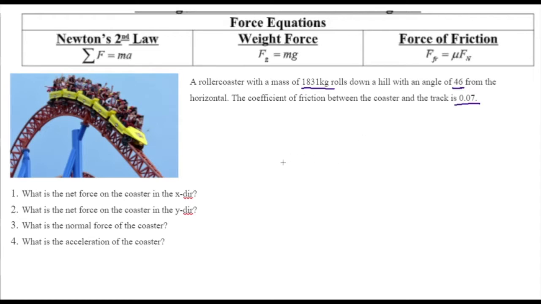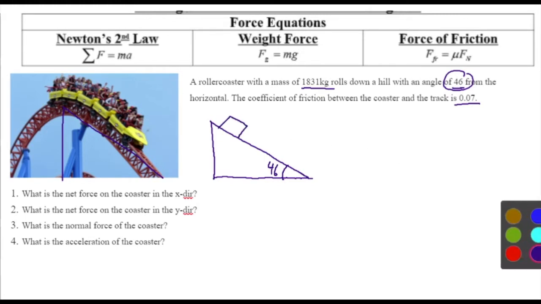Cool. Okay, so we can see in our problem here that we have a roller coaster and it's coming down this hill. So technically this is like our inclined plane. So I'm going to go ahead and draw that over here so we can really see what's happening. So here's my inclined plane, or the hill of the roller coaster. Here's the angle that it's coming down at. It told me in the problem that that angle was 46 degrees. And then my roller coaster is just sitting on top of that hill right here.